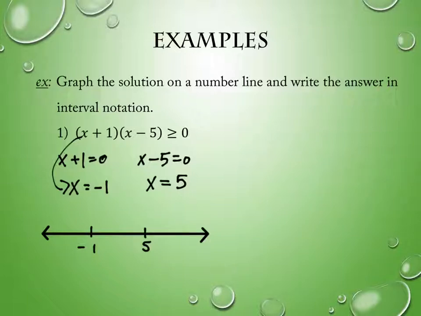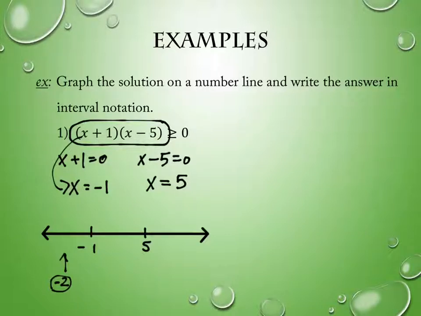Then what I do is I literally test a value in each area. So you get to pick. So somebody pick a number that comes before -1. -2. All right. And what we're going to do is we're going to plug -2 into this inequality. And what I want to know, really, is do I get a positive or a negative? That's really all I care about. I don't really even care what the number is. I just need to know, is it positive or negative?